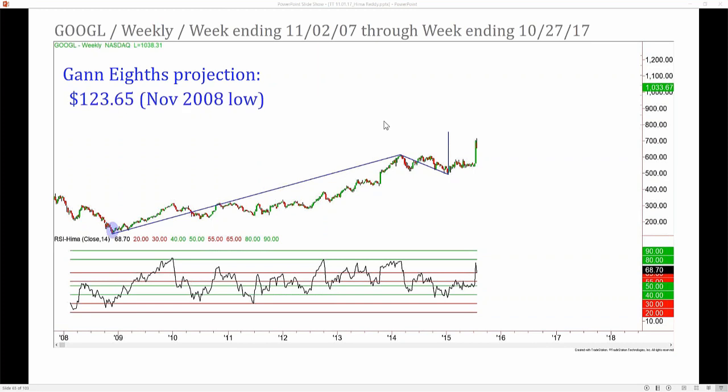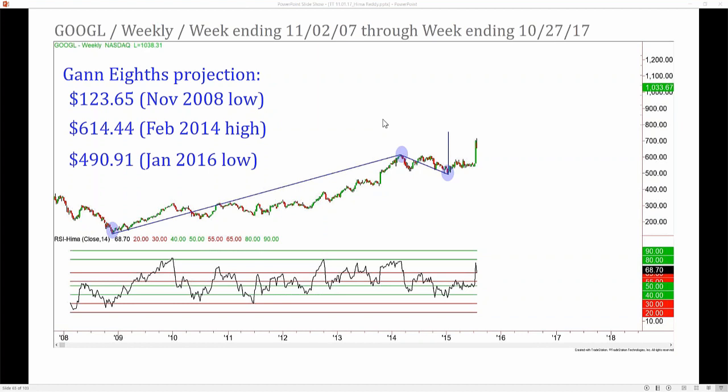So what does that look like? Well, in this situation, we're going back to this 2008 low. Obviously, it's a significant low. Taking that low and connecting it to the February 2014 high and projecting that entire advance from the January 2016 low. Now, what are we projecting?